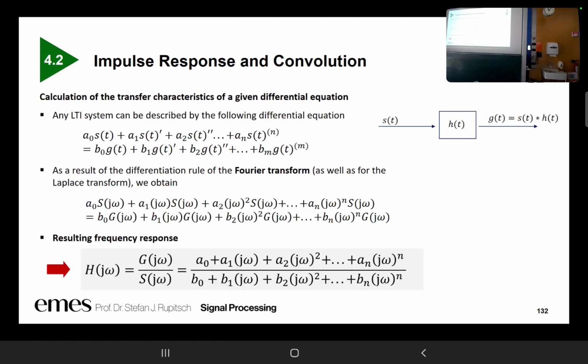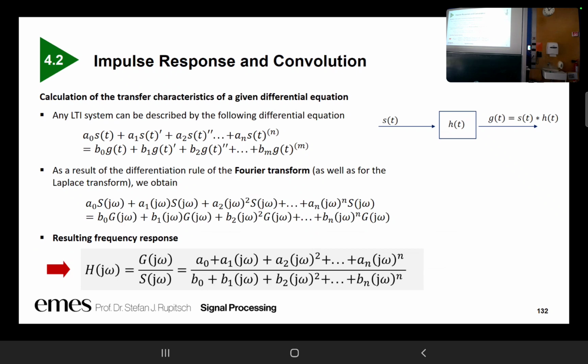Okay, and then the last point of chapter 4. Let us assume that our LTI system is given by a differential equation. Here we have the differential equation. s is the input signal, s prime is the first order derivative of our input signal, this is the second order derivative with respect to time, and we go up to the order n.